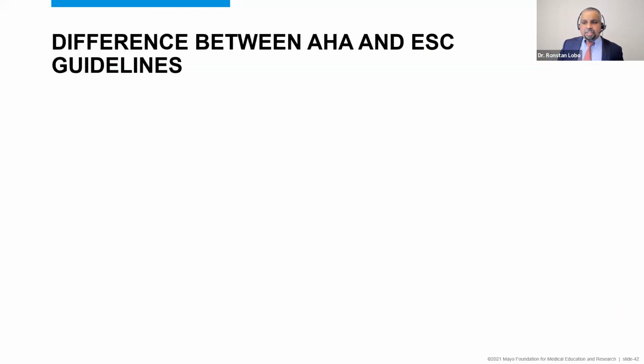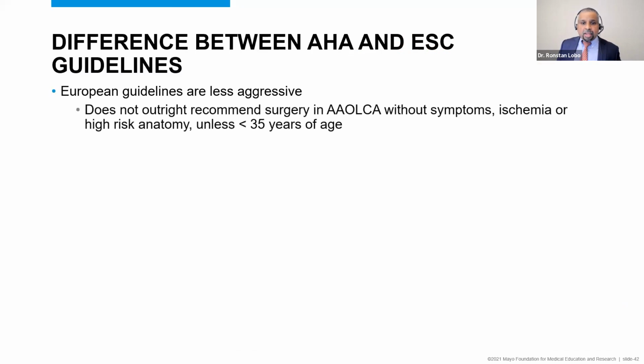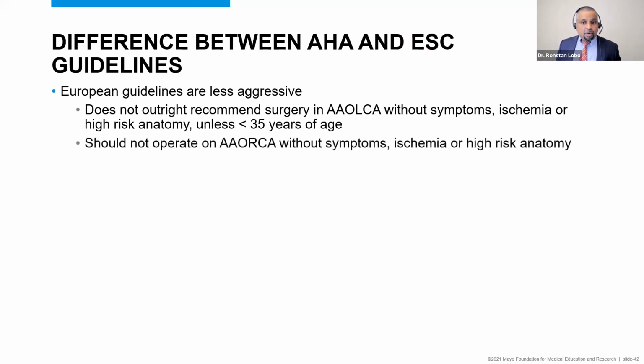So to summarize the differences between the AHA and ESC guidelines, the ESC guidelines are less aggressive. For example, they do not outright recommend surgery in AAO-LCA without symptoms, ischemia, or high-risk anatomy, unless they're less than 35 years of age. They also do not recommend repairing an AAO-RCA without symptoms, ischemia, or high-risk anatomy.